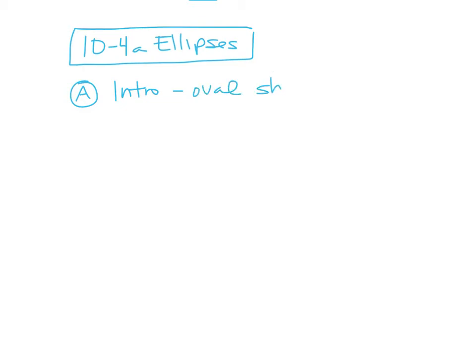It is oval shaped, so it'll often look something like this-ish. That looks a little track-ish. But you will always have these 2 points. We call those the foci. It's just a plural of focus, but it's foci. It looks like foci, but it's foci. Those are fixed points within your ellipse.